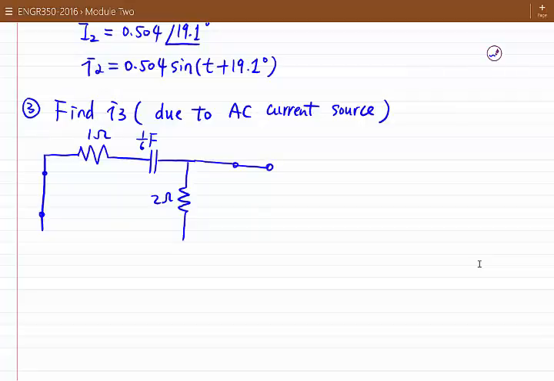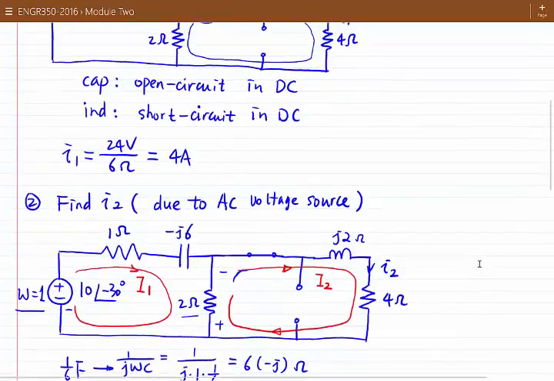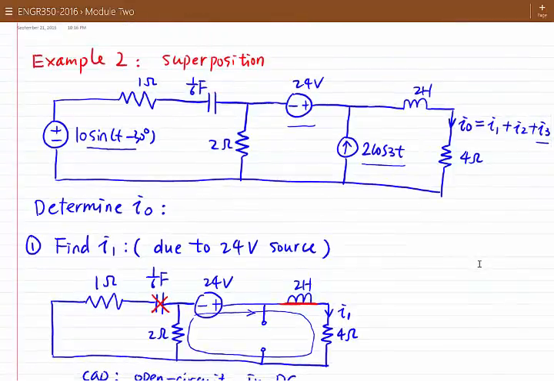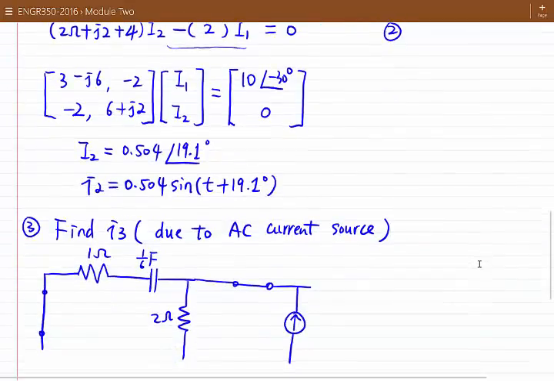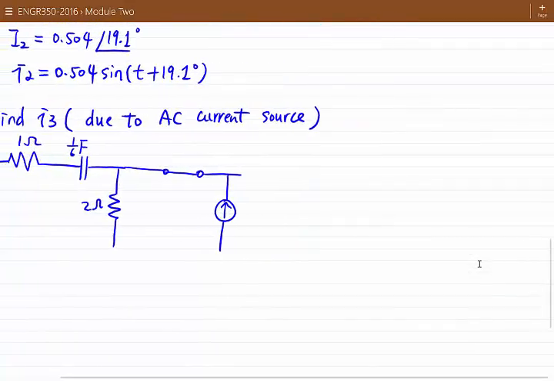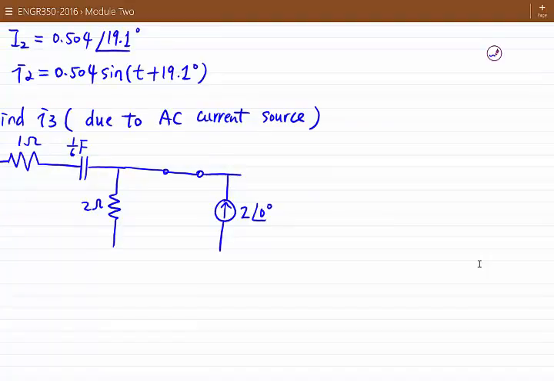That means it's a short circuit. And here we have the current source. So the current source here is 2 times cosine 3t. So the amplitude is 2, phase angle is 0, frequency is 3. It's cosine function based.